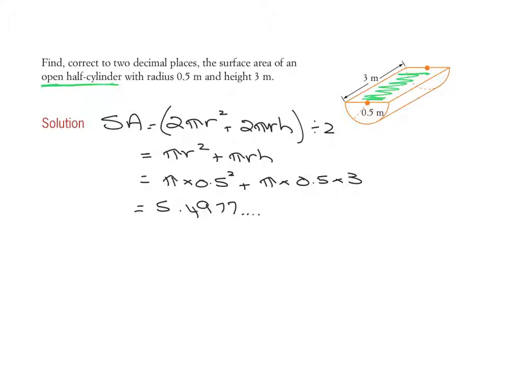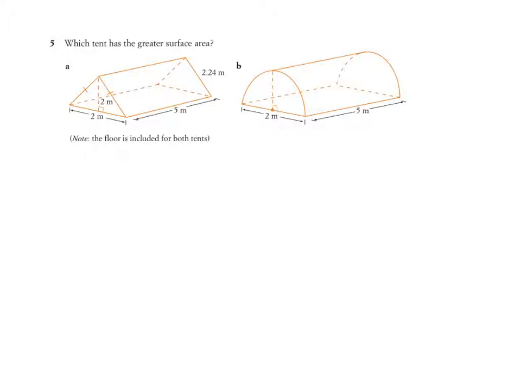Notice in the answer when I type it in, I end up with 5.497787, etc. This question did ask for 2 decimal places, and you'll notice that when you go to 2 decimal places, in actual fact it comes to 5.50. So be very careful if you're rounding up. And it's 5.50 square metres, sorry.